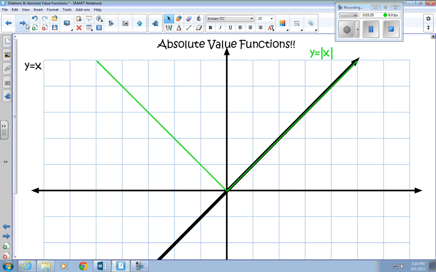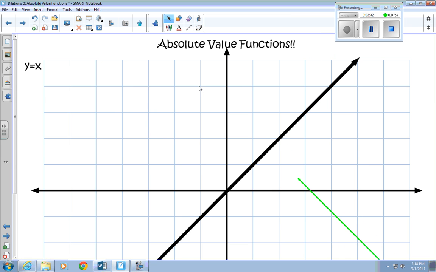And speaking of other functions, we're going to be talking about absolute value functions today. So to be able to do an absolute value function, the first thing you have to remember is the parent function of a line, y equals x. This, of course, goes through the origin with a slope of 1. So we rise 1, run 1, rise 1, run 1, or drop down 1 and go to the left 1.